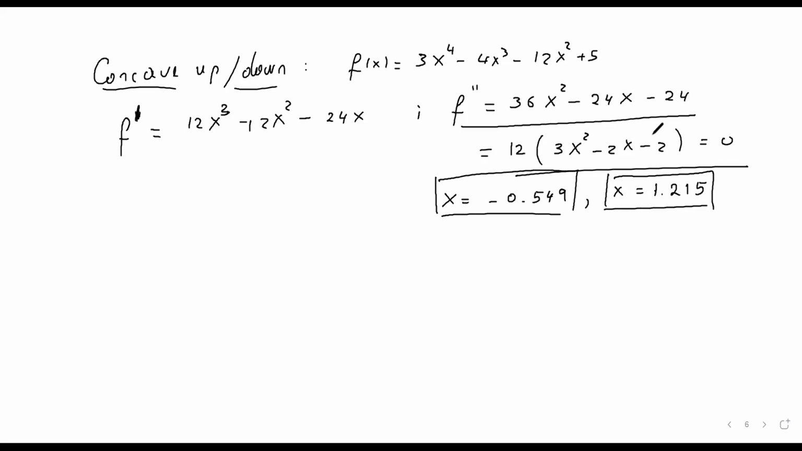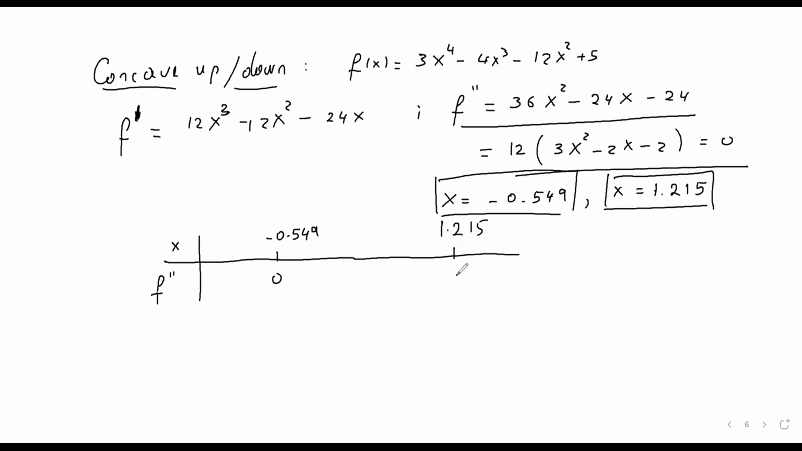So basically, folks, what we know here, and we're going to make a table like we did earlier with the first derivative. We're going to put x here. So what do we have? We have these two numbers, negative 0.549, and the other one is 1.215. And we know that f prime now, because we're looking for concave up and down, is 0 at these numbers. What's going to happen away from these numbers?